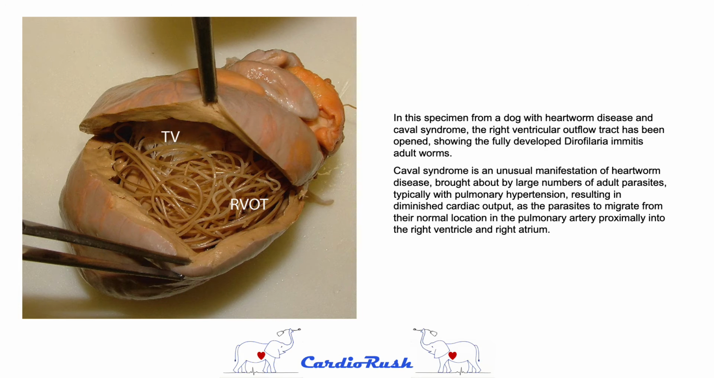The worms cause destruction of red cells as they traverse back and forth across the tricuspid valve, and this can lead to hemolysis and hemoglobinuria, as well as coagulopathy. The appropriate intervention for dogs with Cavell syndrome is to surgically remove the heartworms from the right ventricle and right atrium.